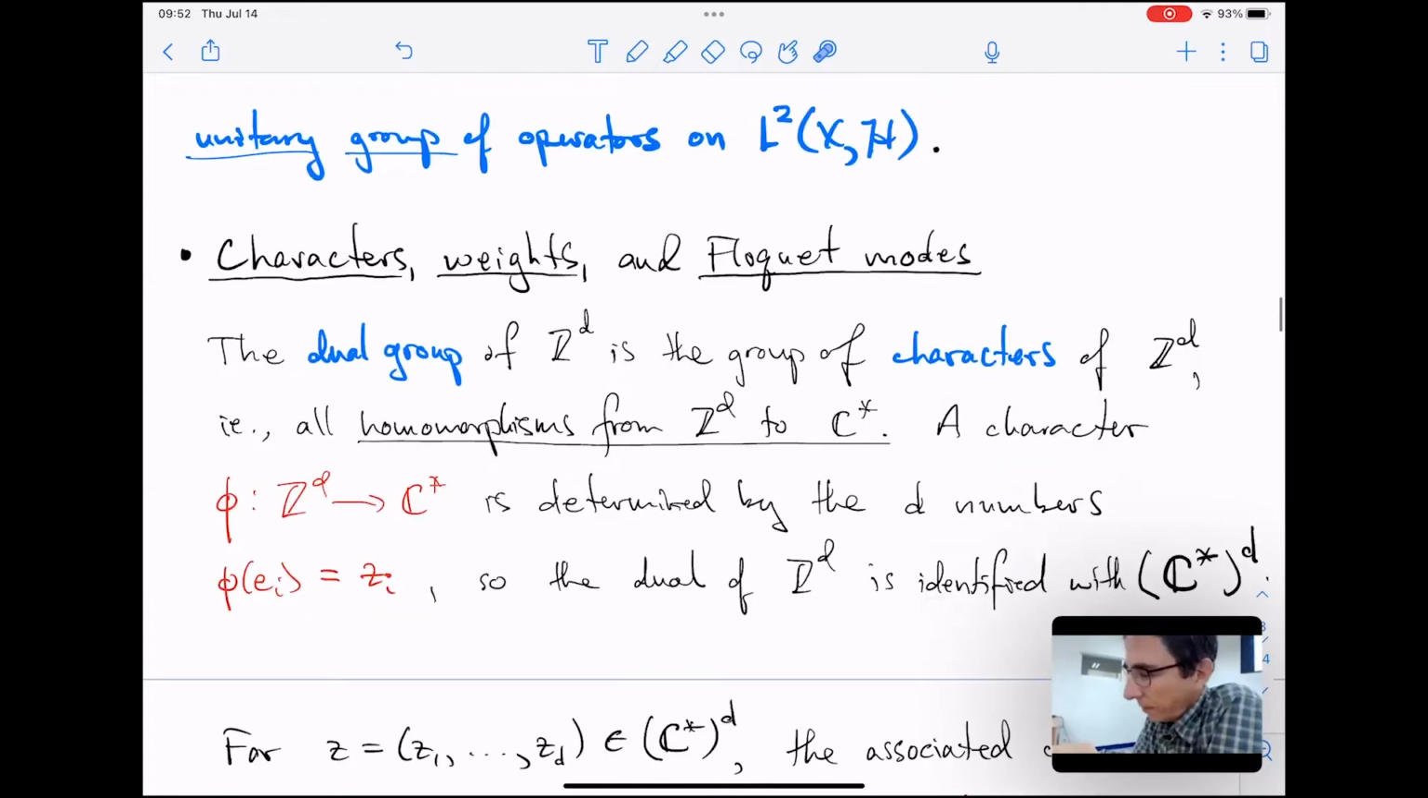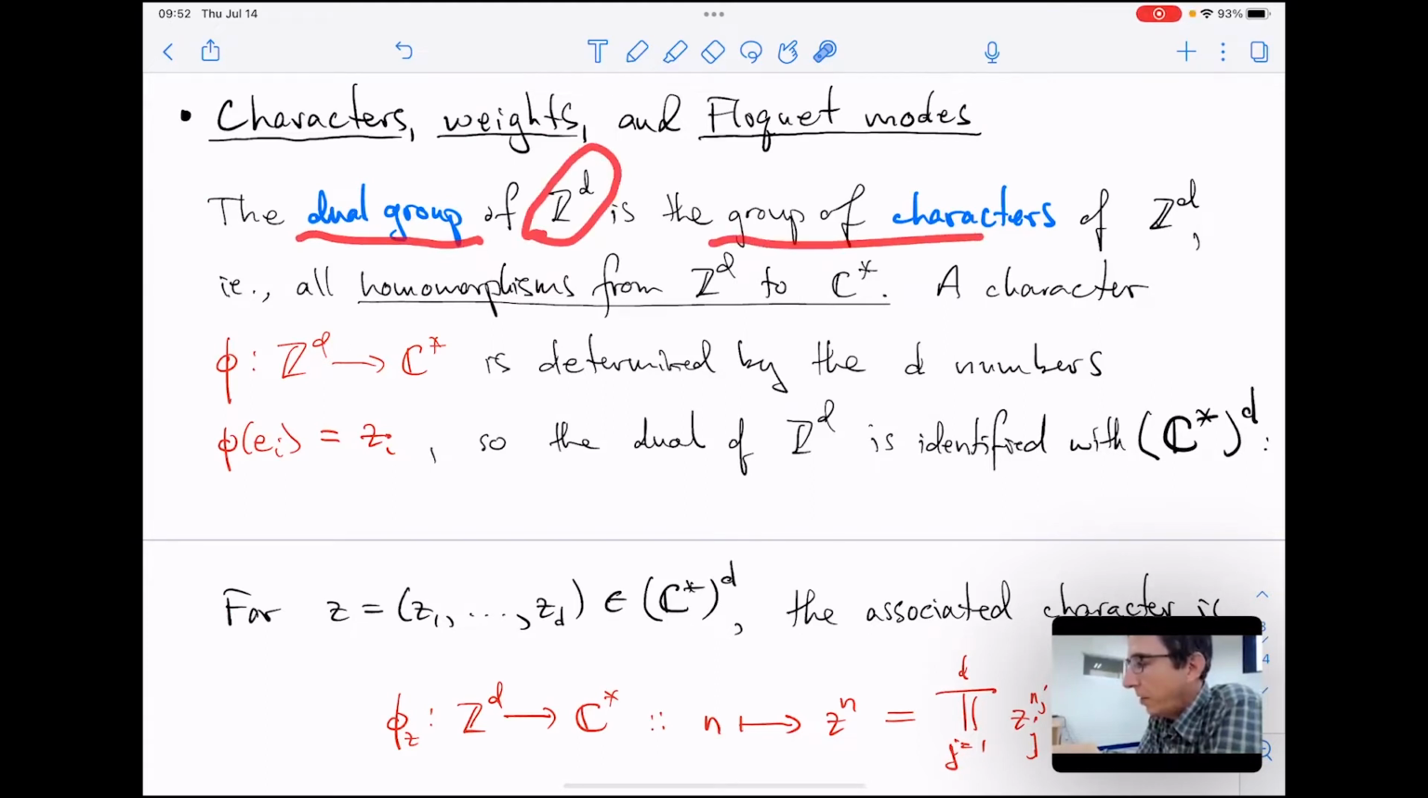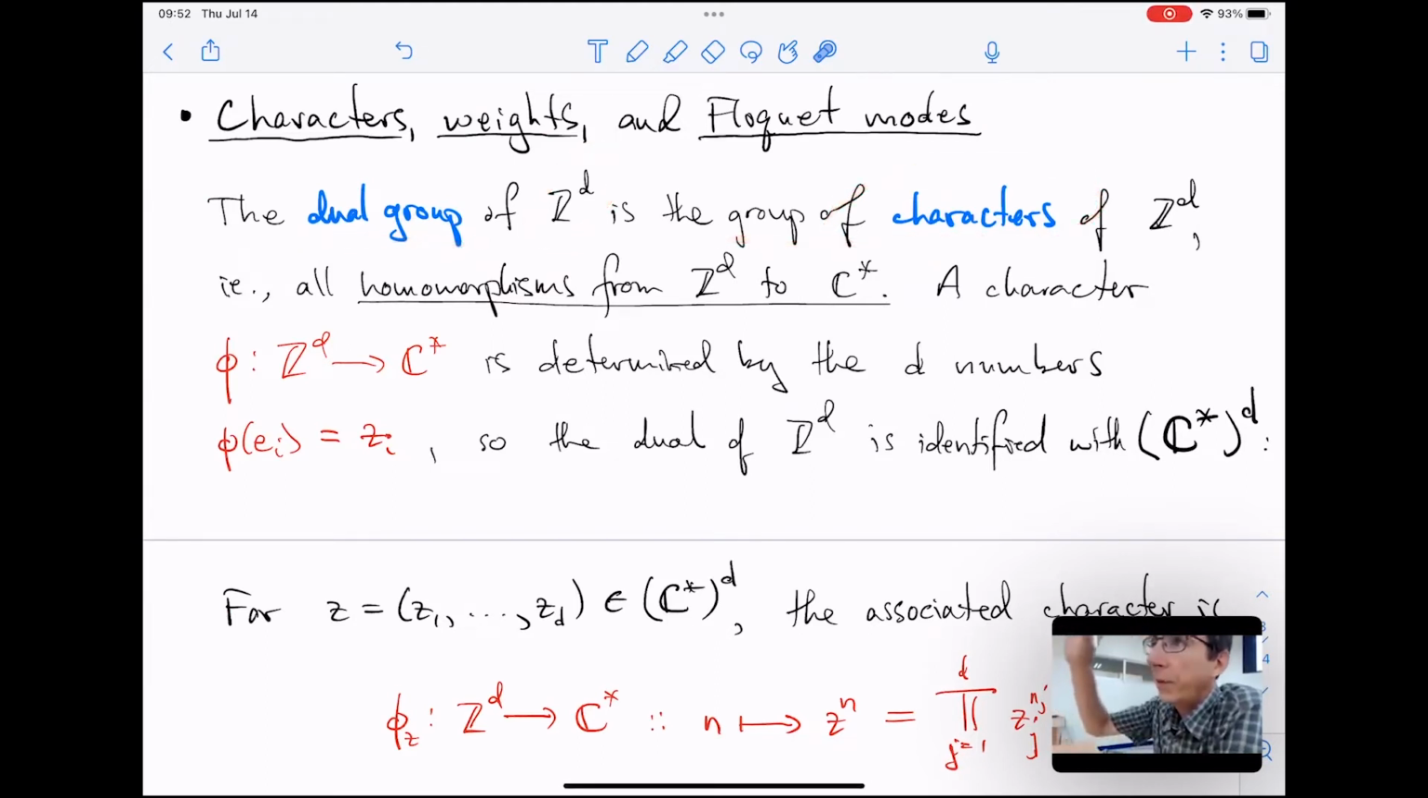Now let's look at characters, weights, and Bloch modes, what all this is about. So the formal way to talk about the generalization of Fourier analysis with respect to group actions is something called a dual group. The dual group of Z^d is the group of what we call characters. Now, if you want to relate this to linear algebra, think about taking a vector space, and then the dual of that vector space is all linear functionals on that vector space. In other words, functions from the vector space to the field R or C, let's say, that preserve the vector space properties.